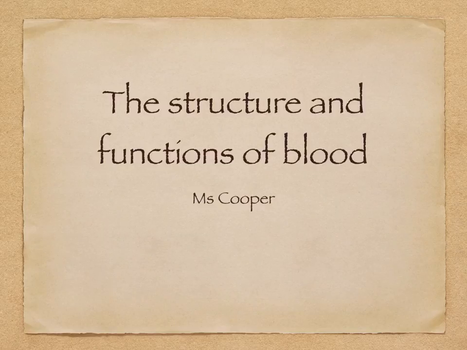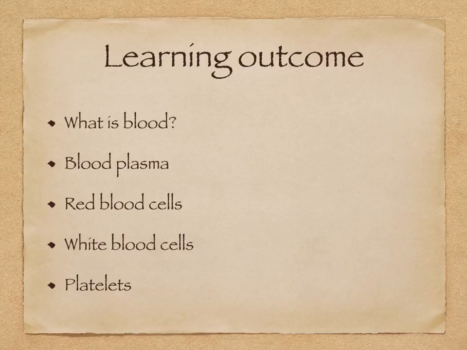In this topic, we're going to look at the structure and functions of blood. So we're going to look at what is blood and the different constituents: blood plasma, red blood cells, white blood cells, and platelets.